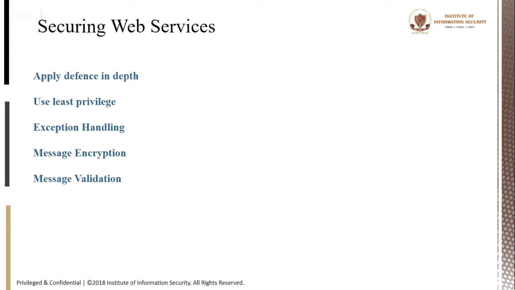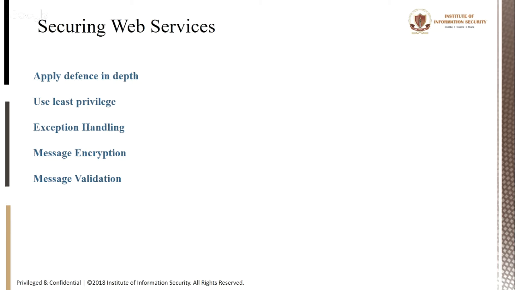First one is apply defense in depth. Second, use least privilege. Third, exceptional handling. Fourth, message encryption. And the last one is message validation. Defense in depth is basically implementing security at each and every layer, so that if one layer is compromised, it won't affect the other components of the web application. Some measures should be taken so that you can save your web application from being compromised.